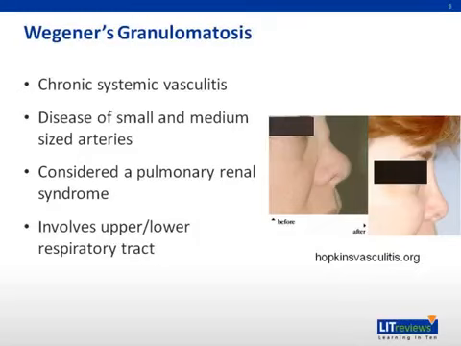GPA is a vasculitis, which means inflammation of the blood vessel walls, and small and medium-sized arteries are targeted in this process. GPA is one of the ANCA-associated vasculitides, meaning anti-neutrophil cytoplasmic antibodies are detected in this disease. Often, the upper and lower respiratory tract are involved, as well as the kidneys, making GPA one of the known pulmonary renal syndromes. Although we will see as we go further that other organ systems can be involved as well.